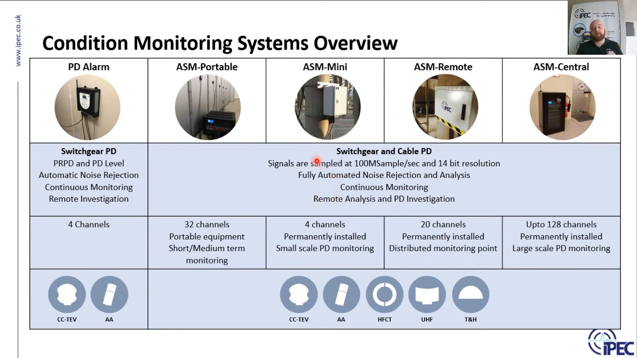However, the fundamental principle is the same. If you connect 128 sensors to the system, we will acquire the signals at 100 megasamples per second, 14-bit resolution. So, extremely high resolution data acquisition. 100 megasamples per second is equivalent to, in one power cycle, having 2 million data points. That's how much information we have on a single power cycle, 2 million data points.